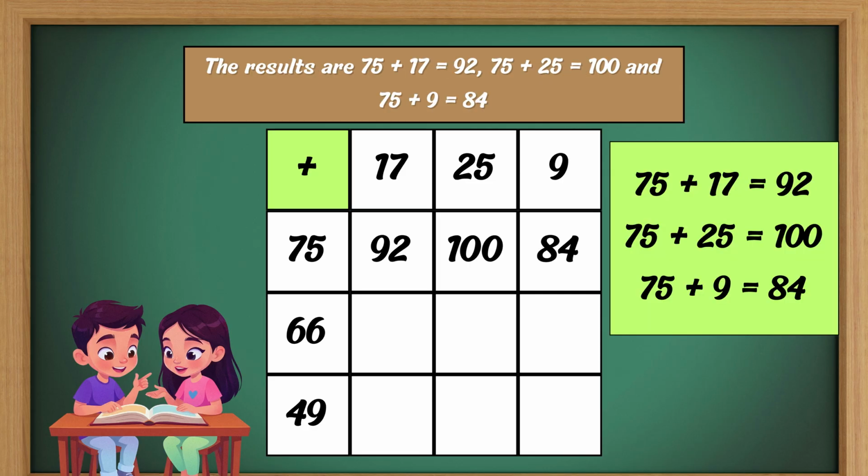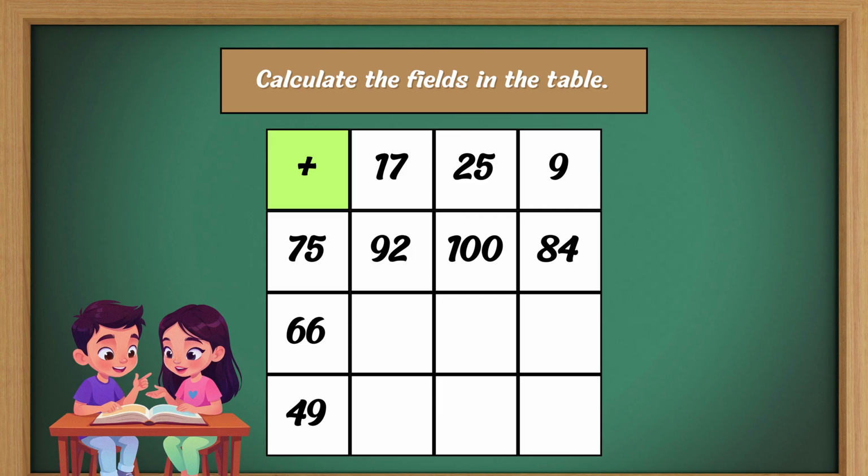The results are 75 plus 17 equals 92, 75 plus 25 equals 100, and 75 plus 9 equals 84. Calculate the fields in the table.